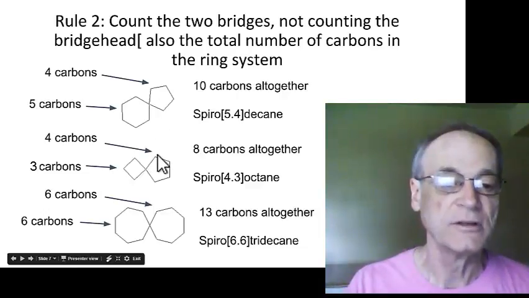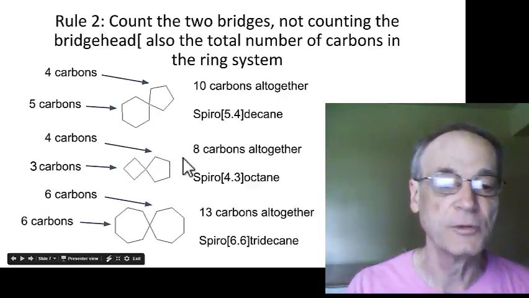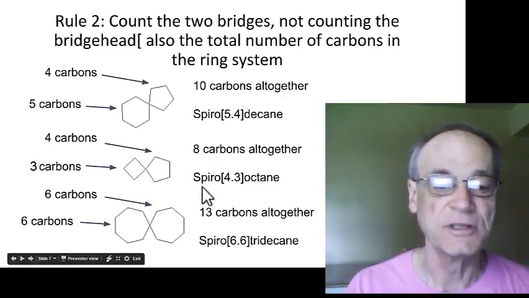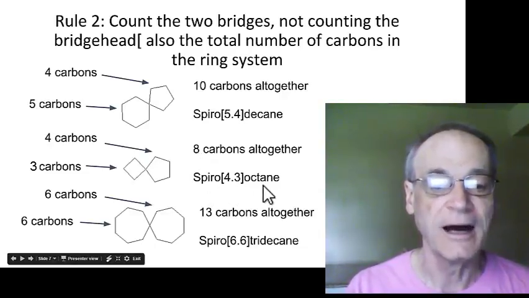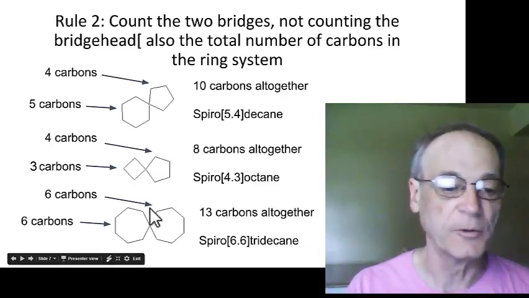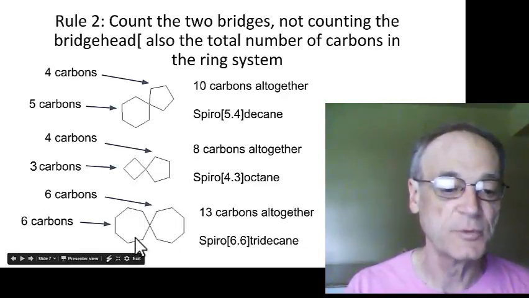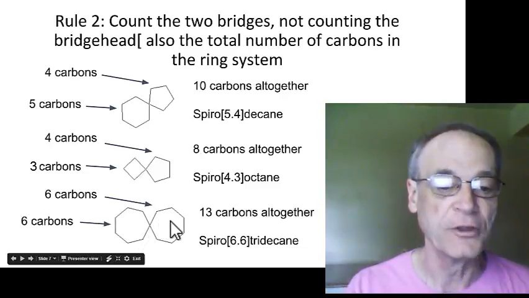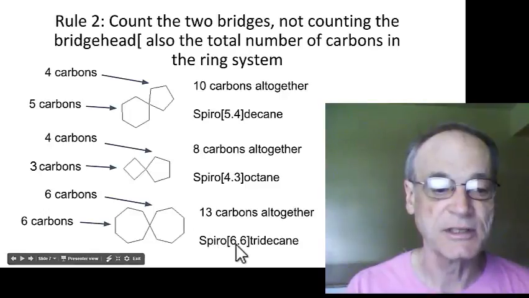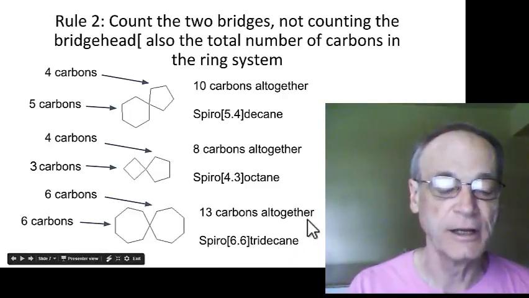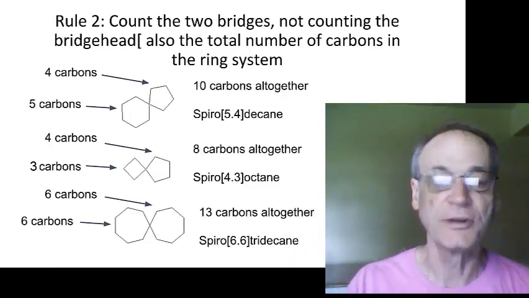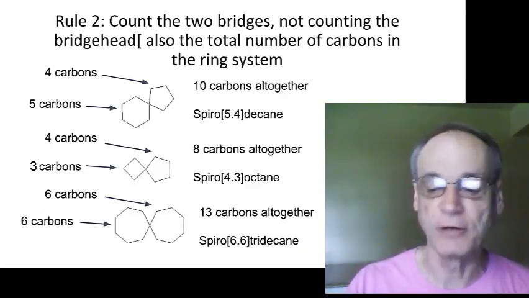Same idea here. This is a 4 carbon bridge and a 3 carbon bridge. How many carbons altogether? 8. And so this is spiro[4.3]octane. And another example, same idea. 6 carbons in this bridge, 6 carbons in this bridge, and 13 altogether because of the bridgehead. And so this is spiro[6.6]tridecane. Tridecane is the alkane with 13 carbons. So there you have the main idea of how you name spiro compounds.